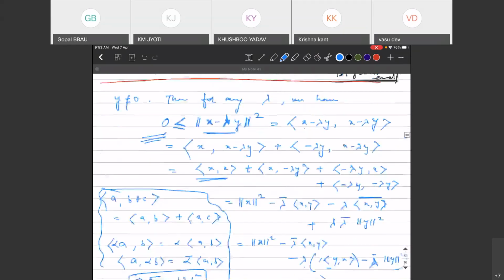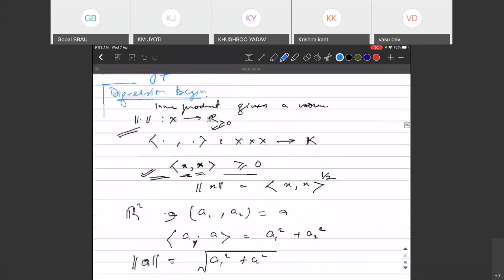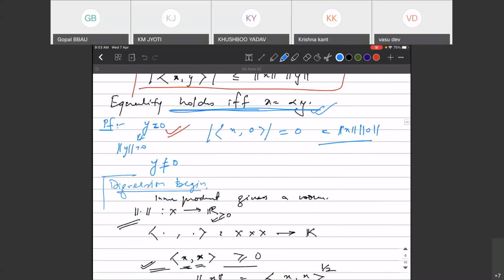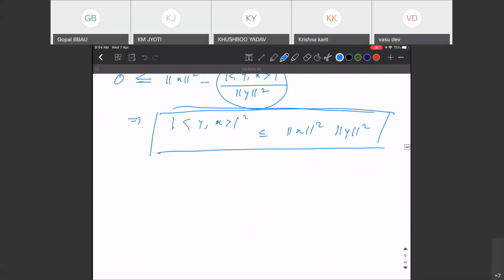But what happens if this x minus lambda y is zero, that is, if x equals lambda y? Then it would be 0. So equality holds if and only if x equals lambda y. Okay, so this is the result: equality holds if and only if x equals a scalar multiple of y. Equality holds if x equals lambda y, and we are done.